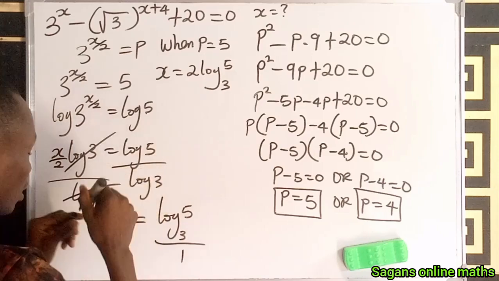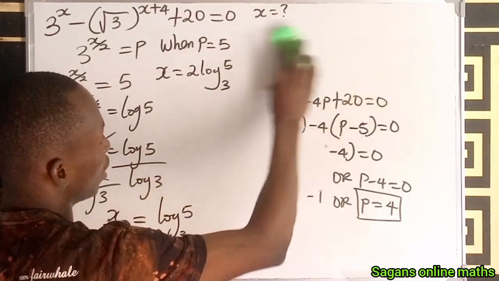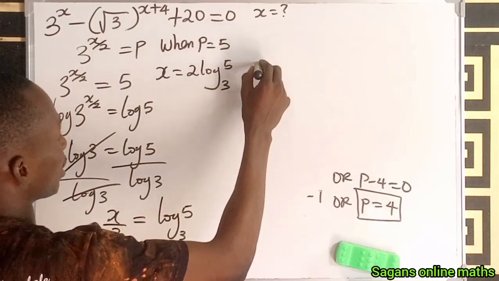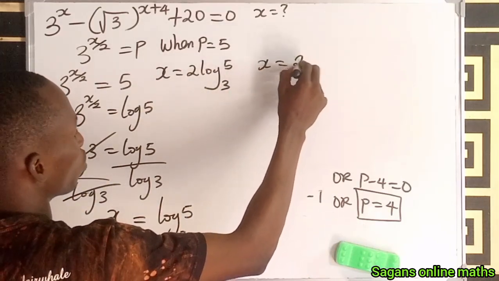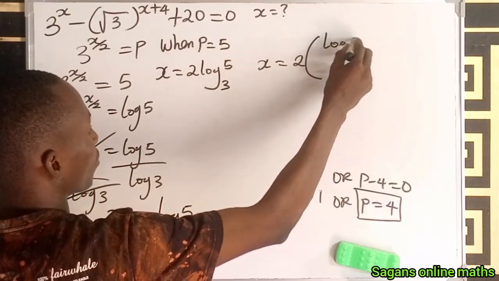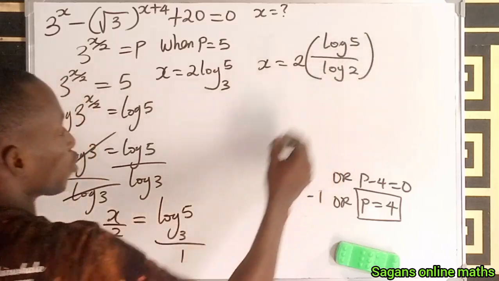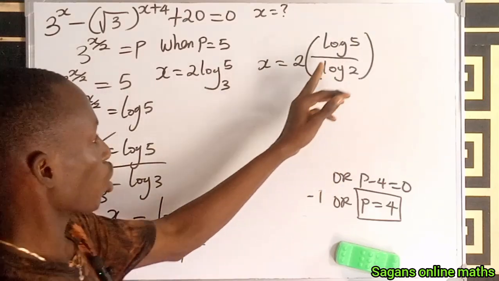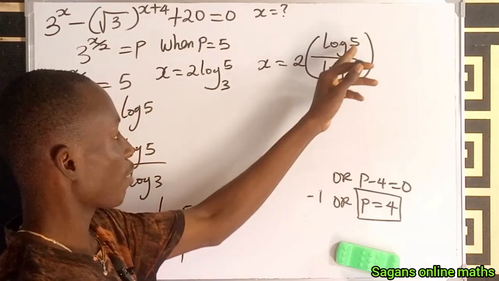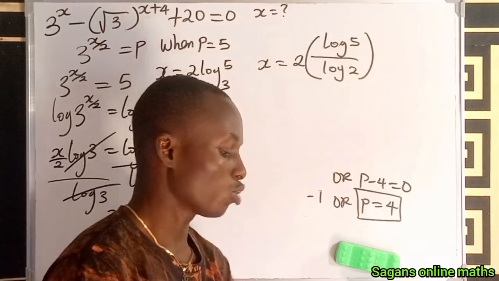Or you can also write that x equals 2 into log 5 divided by log 3. Now this is the value of x. If you want to simplify this further, you can divide log 5 by log 3, remembering that they are in base 10, and multiply it by 2. Let me do this one, and the other one you do by yourself.